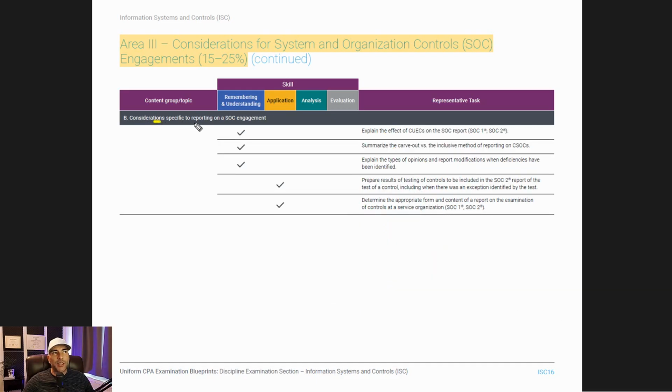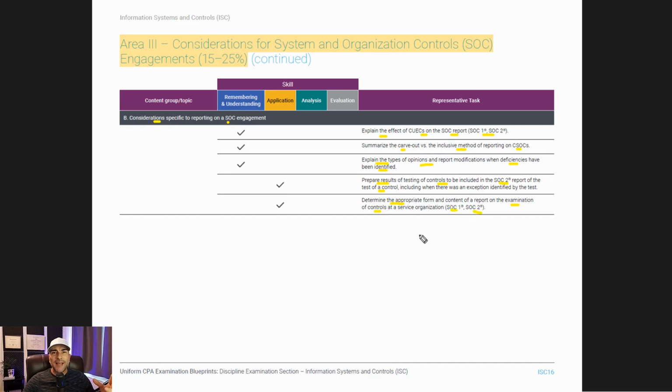Lastly, we have the considerations specific to reporting on a SOC engagement. So here you'll need to be able to explain the effects of CUECs on the SOC reports, SOC 1 and SOC 2 reports, to summarize the carve-out versus the inclusive method of reporting for subservice organizations, to be able to explain the types of opinions and report modifications when deficiencies have been identified, to prepare results of testing of controls to be included in SOC 2 reports of the test of controls, and to determine the appropriate form and content of a report on the examination of controls at a service organization for SOC 1 and SOC 2 reports.